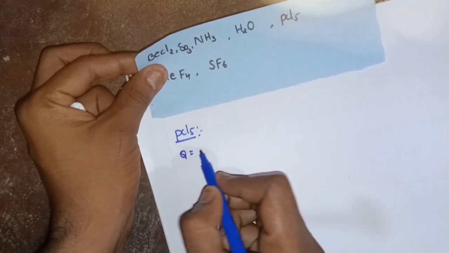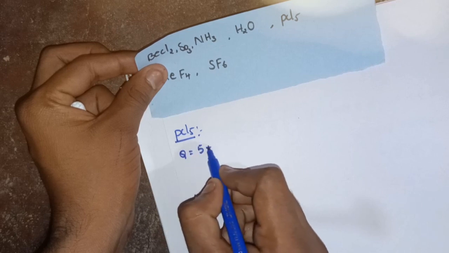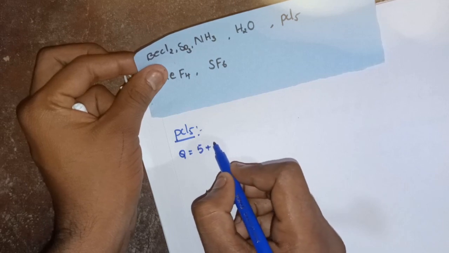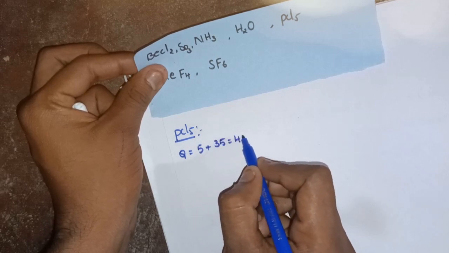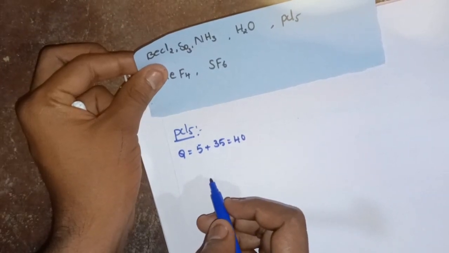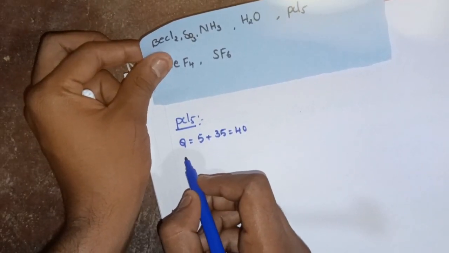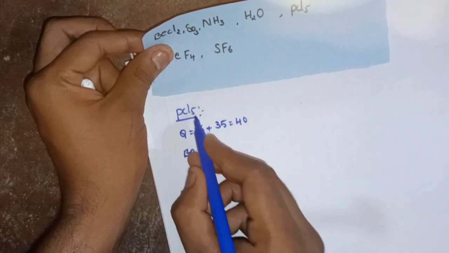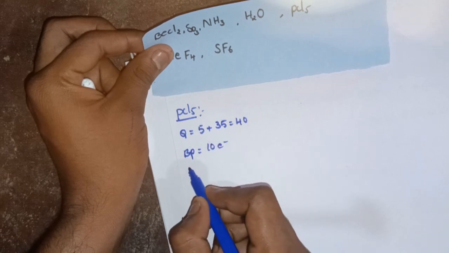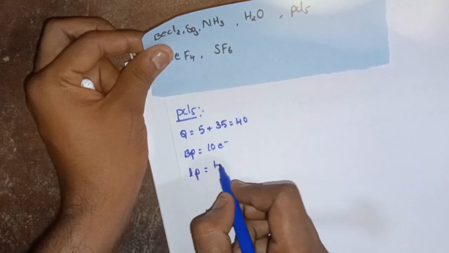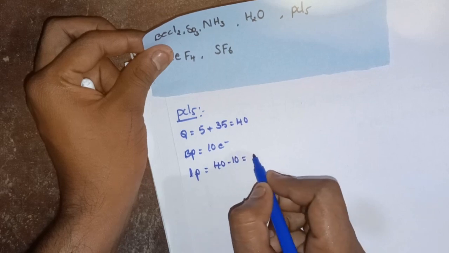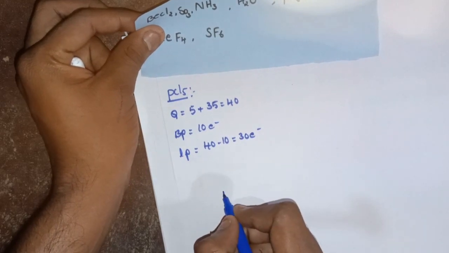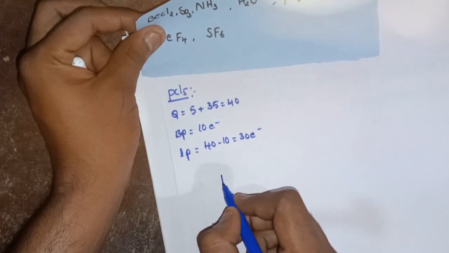Number of electrons: phosphorus 5 plus chlorine, each chlorine having 7, 5 sevens are 35. That is 40, the total number of electrons in PCl5. Let's find out the bond pair electrons: 5 into 2 is 10. Lone pair electrons: 40 minus 10, that is 30 electrons in lone pairs. Phosphorus is the central atom with 5 chlorine atoms.